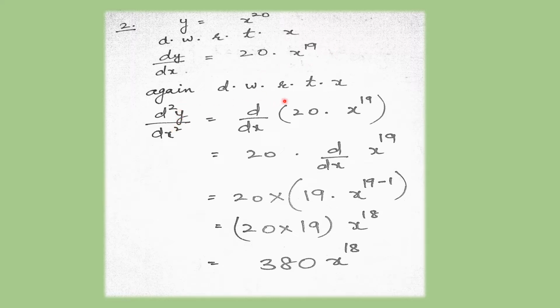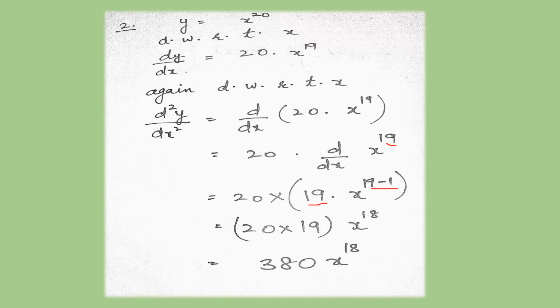Now again derivative with respect to x, you will get d square y upon dx square is equal to the derivative of 20 into x power 19. So this 20 is being multiplied, it can be written out. You will write 20 into d by dx x power 19. So what is the derivative of x power 19? 20 will come as it is, 19 will come in the beginning, in the format of x power n minus 1, so it will be 19 minus 1 in the power.